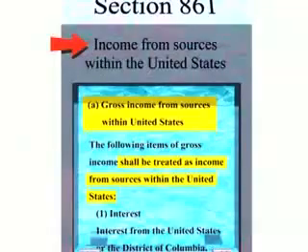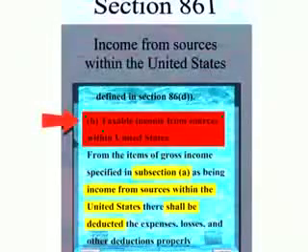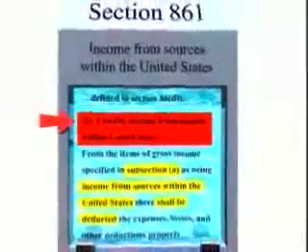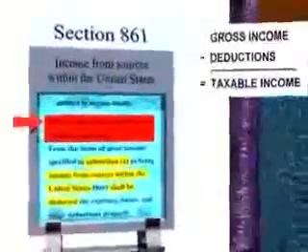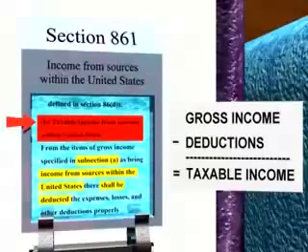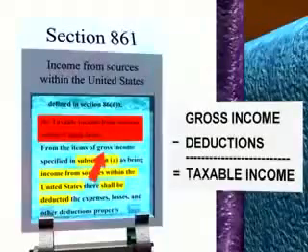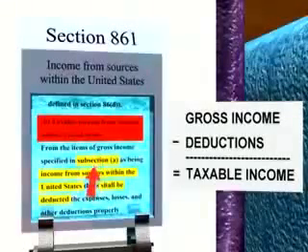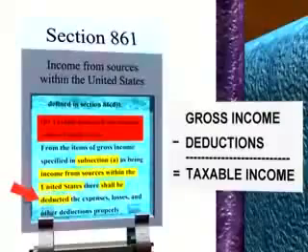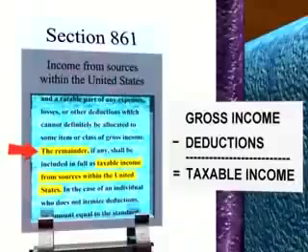Next, we drop down to the second subsection, 861(b), which is entitled Taxable Income from Sources Within United States. In keeping with the general definitions of gross income and taxable income, Section 861(b) states that from the gross income from sources within the United States, described in 861(a), certain deductions can be taken, and what's left over shall be included in full as taxable income from sources within the United States.